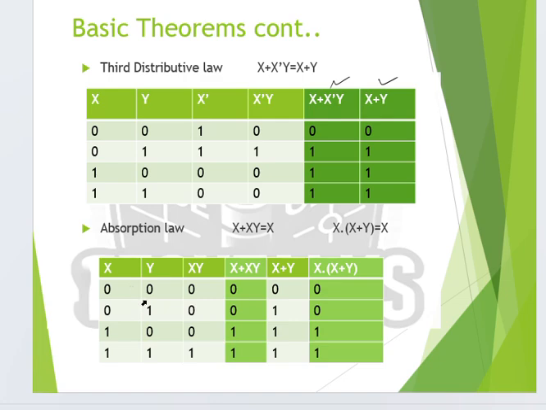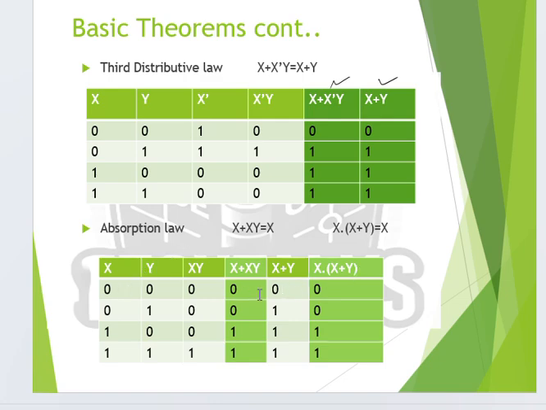Using a truth table. There are four possible combinations: 0 0, 0 1, 1 0 and 1 1. So xy will be true only when both the inputs are 1. That is the last case. And if we have OR of xy with x, the first two cases will be 0, the last two cases will be 1. X plus y, we know the output will be 0 only in the first case, the rest all cases are ones. And x dot (x plus y) will be this and this.